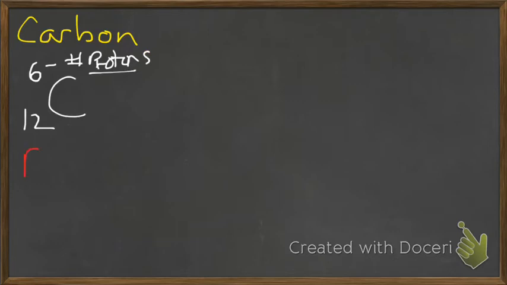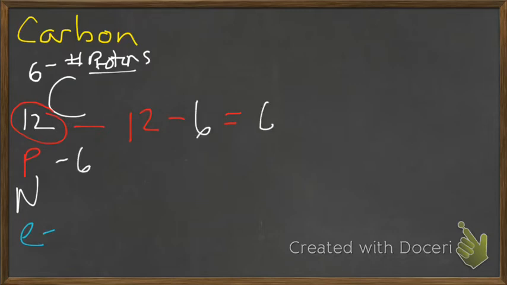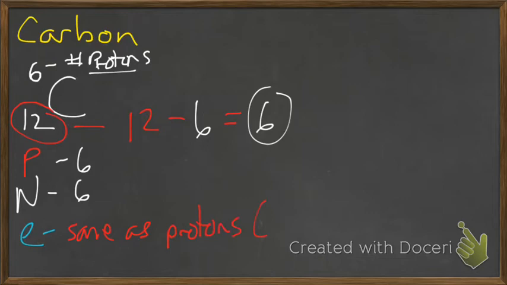So if I list out P, N, E, we have 8 protons. We have an atomic mass of 12. 12 subtract 8. Oops. We don't have 8, we have 6. I don't know why I said 8 there. Please forgive me. 12 subtract 6 is 6, so that equals our neutrons. And electrons, we know, are the same as protons. So that's also going to be 6.